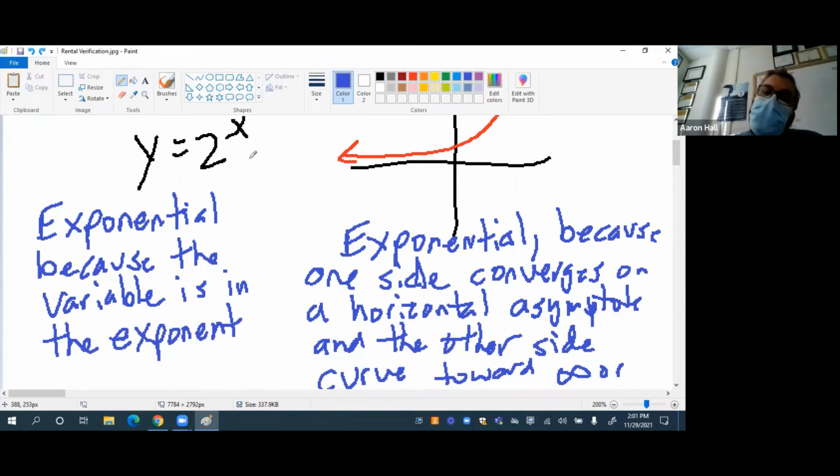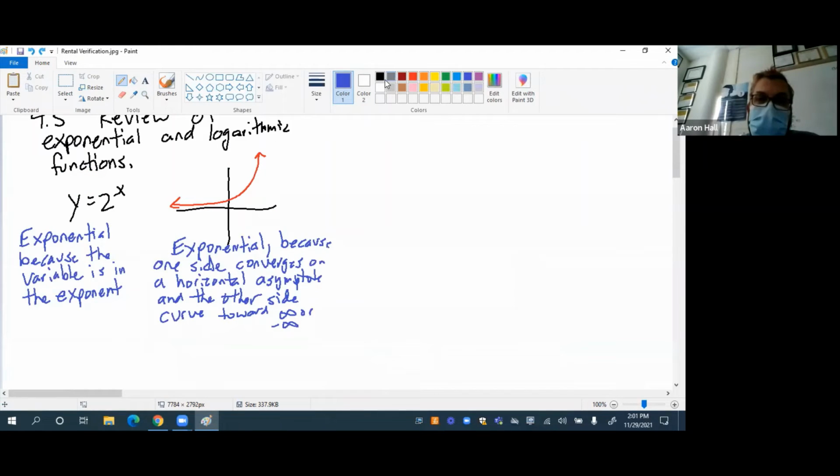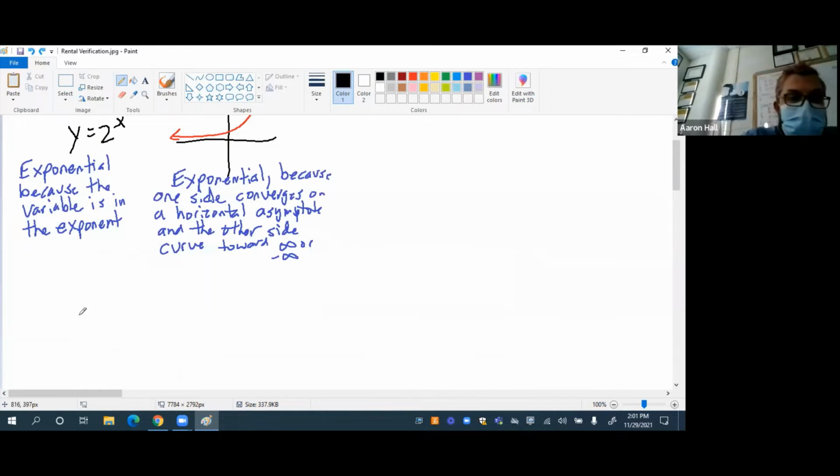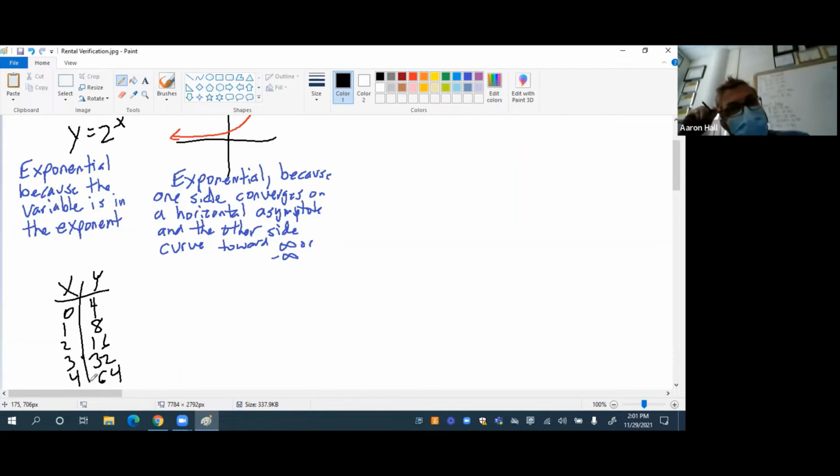All right, so we have an equation, we have a graph. What about a table? If I looked at a table of values, such as x: 0, 1, 2, 3, 4, and then y: 4, 8, 16, 32, 64. What tells me that the table is exponential and not something else like linear, quadratic, cubic?